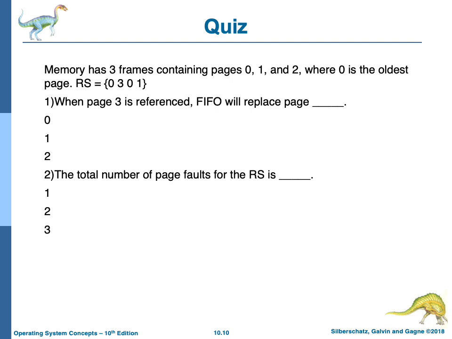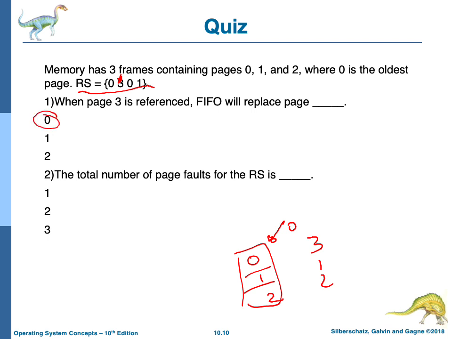And so if we have a memory that has 3 frames and it already contains the pages 0, 1, and 2, right? 0, 1, 2. And 0 is the oldest, okay? Then if we have this reference string, when page 3 is referenced, which page will first in, first out replace? So page 0 is already there. When we want to reference page 3, we have to replace the oldest, so page 0 will be replaced, right?